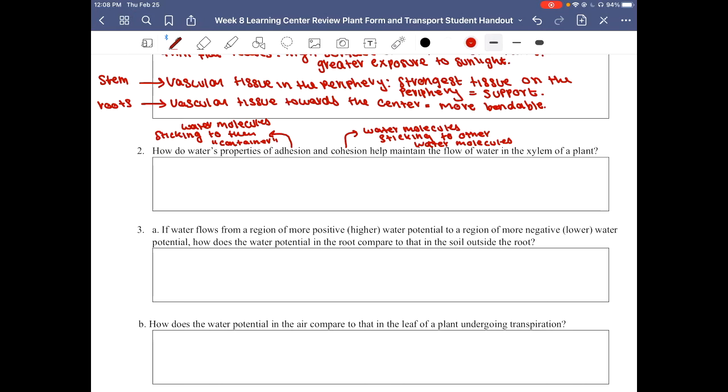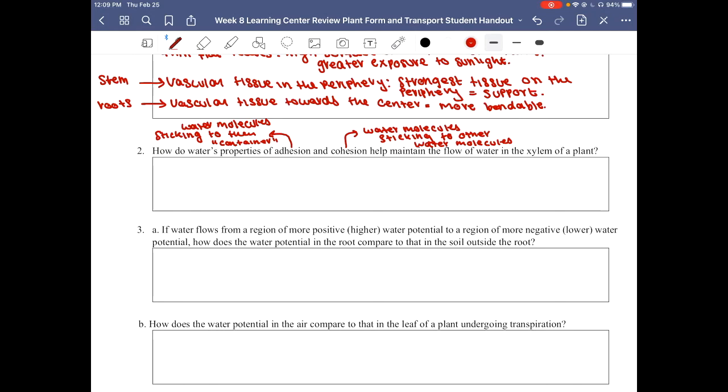Okay, can anyone tell me how these adhesion and cohesion properties actually help water flow through the xylem of the plant? Comment says they help move water upwards against gravity. Yes, they do. They do that. Can anyone tell me how it does that, how it's able to travel against gravity?